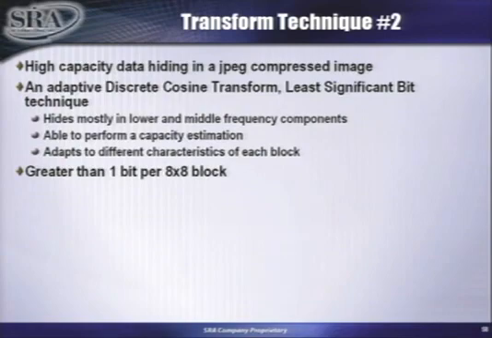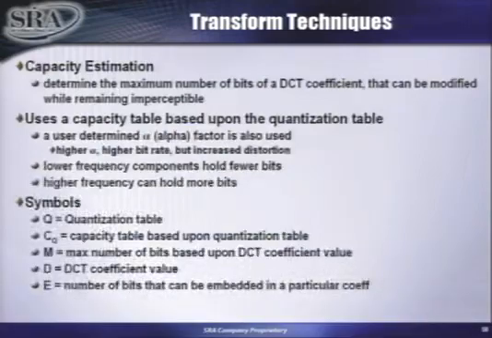It's an adaptive discrete cosine transform least significant bit technique. But rather than hiding in the least significant bit of the pixels, it hides in the least significant bit of the discrete cosine transform coefficients. And it's adaptive. All right, so first it does this capacity estimation. It says how much can I hide in these particular discrete cosine transform coefficients. And it uses both the quantization table and the coefficients themselves.